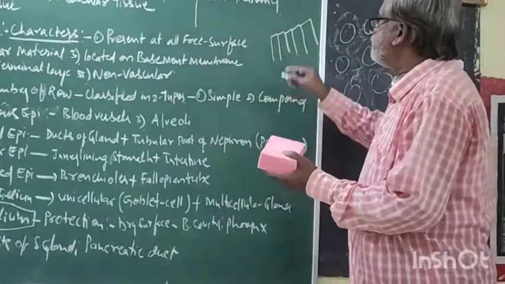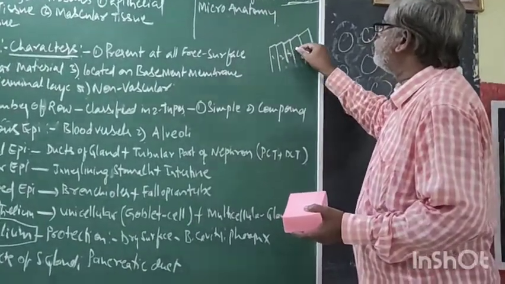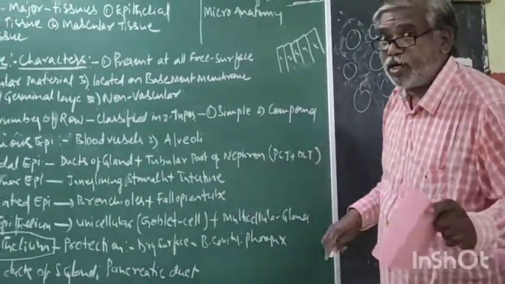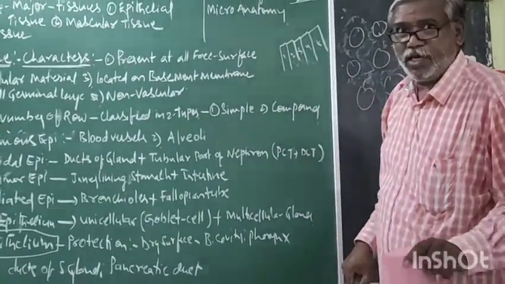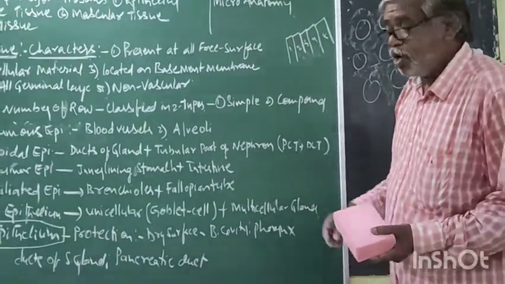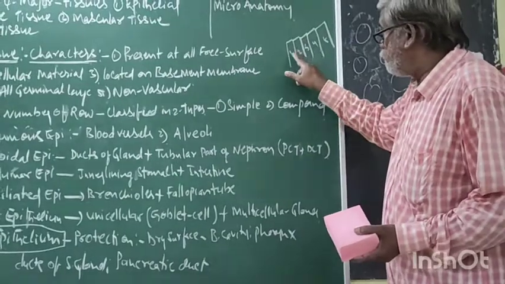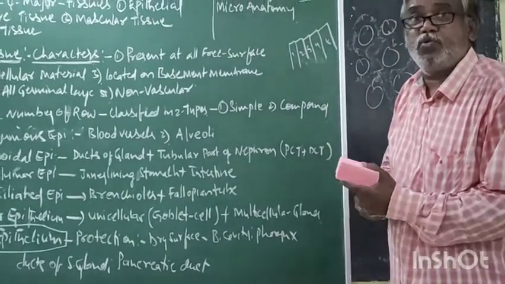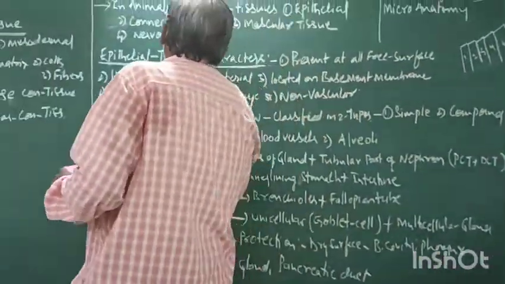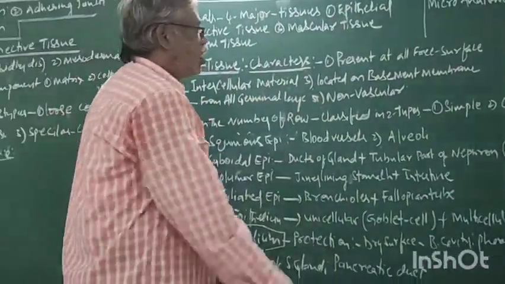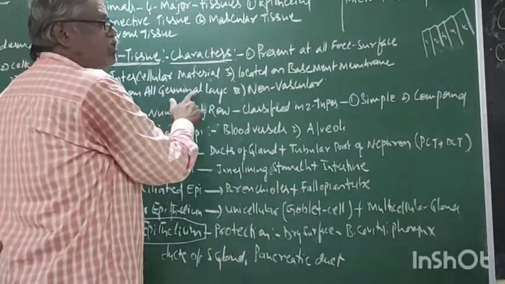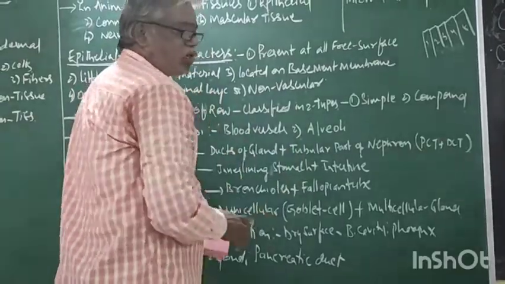See, first cell, second cell, third, fourth, fifth. How are they arranged? Compact. There is no gap between two cells, hence there is no intercellular space. But for the compact arrangement, between two cells some material is there. That is called little intercellular material. They are located on the basement membrane. Origin from all germ layers, non-vascular.